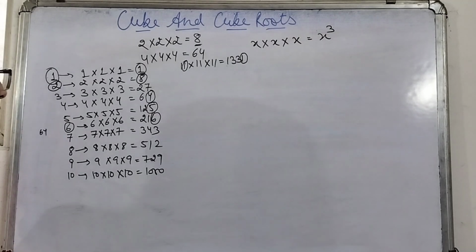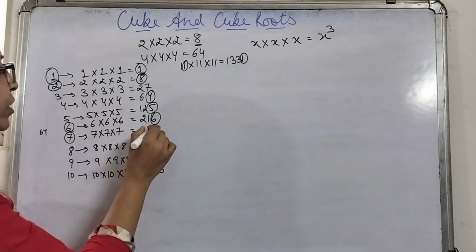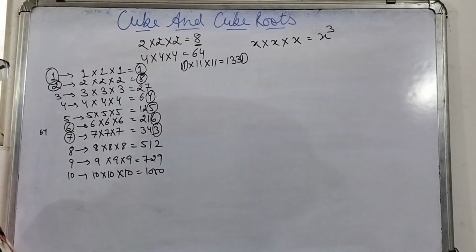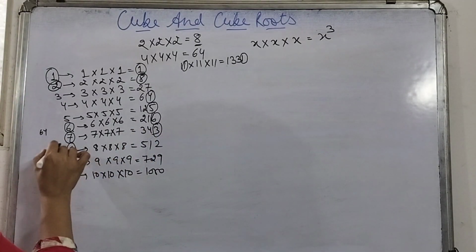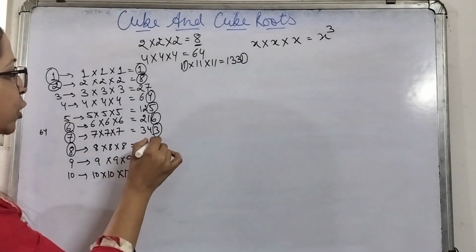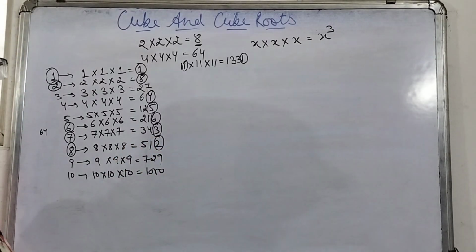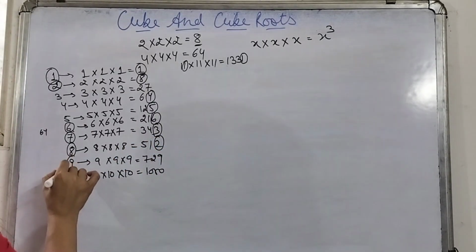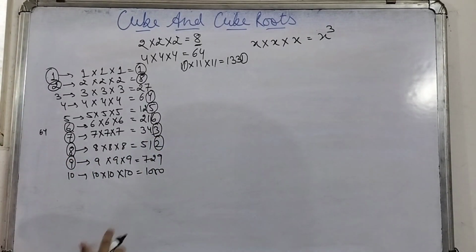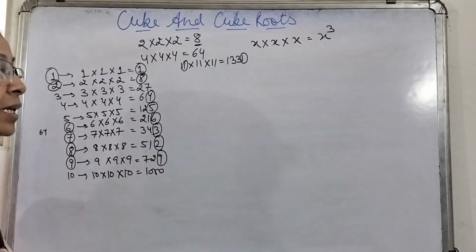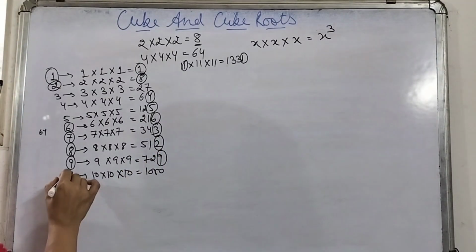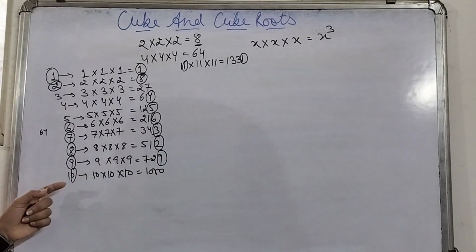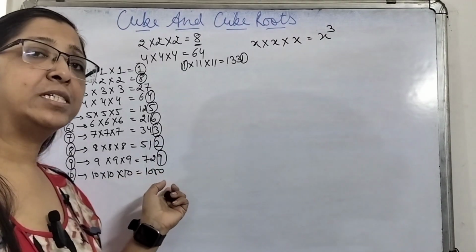The number which has 7 at its unit place, its cube will have 3 at its unit place. The number which has 8 at its unit place, its cube will have 2 at its unit place. Similarly, if a number has 9 at its unit place, then its cube will have 9 at its unit place. And if the number has 0 at its unit place, then again there will be 0 only.